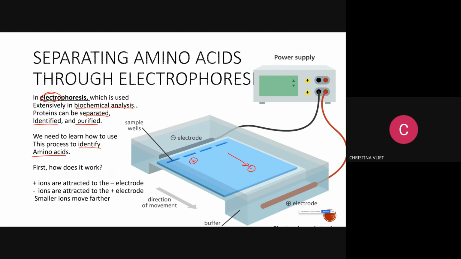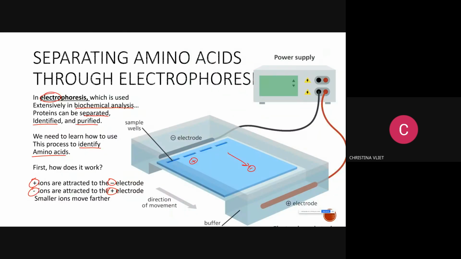It's based actually on two things: the charge of the amino acid and the size of the amino acid. Positive ions would be attracted to that negative electrode, and negative overall ions would be attracted to the positive electrode. The other thing to be aware of is the smaller your ion is, the farther it's going to move. So larger means slower. It's not going to be able to move as much.